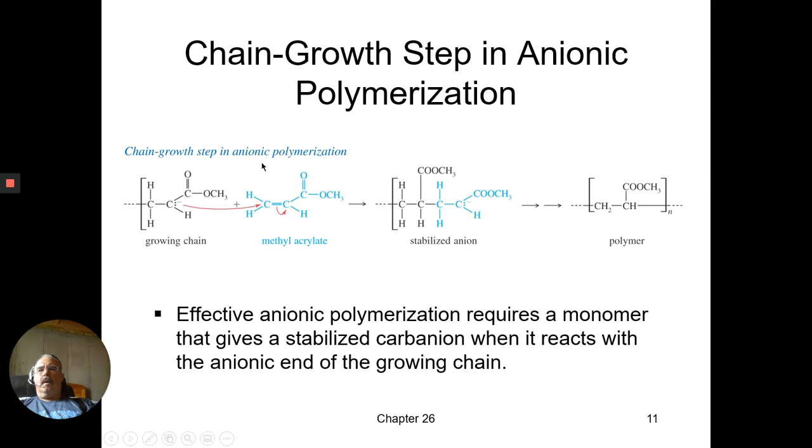Okay, here is methyl acrylate. Okay, and this is a good monomer for anionic polymerization. Again, just like the cyanoacrylate, the negative charge can be stabilized by resonance.